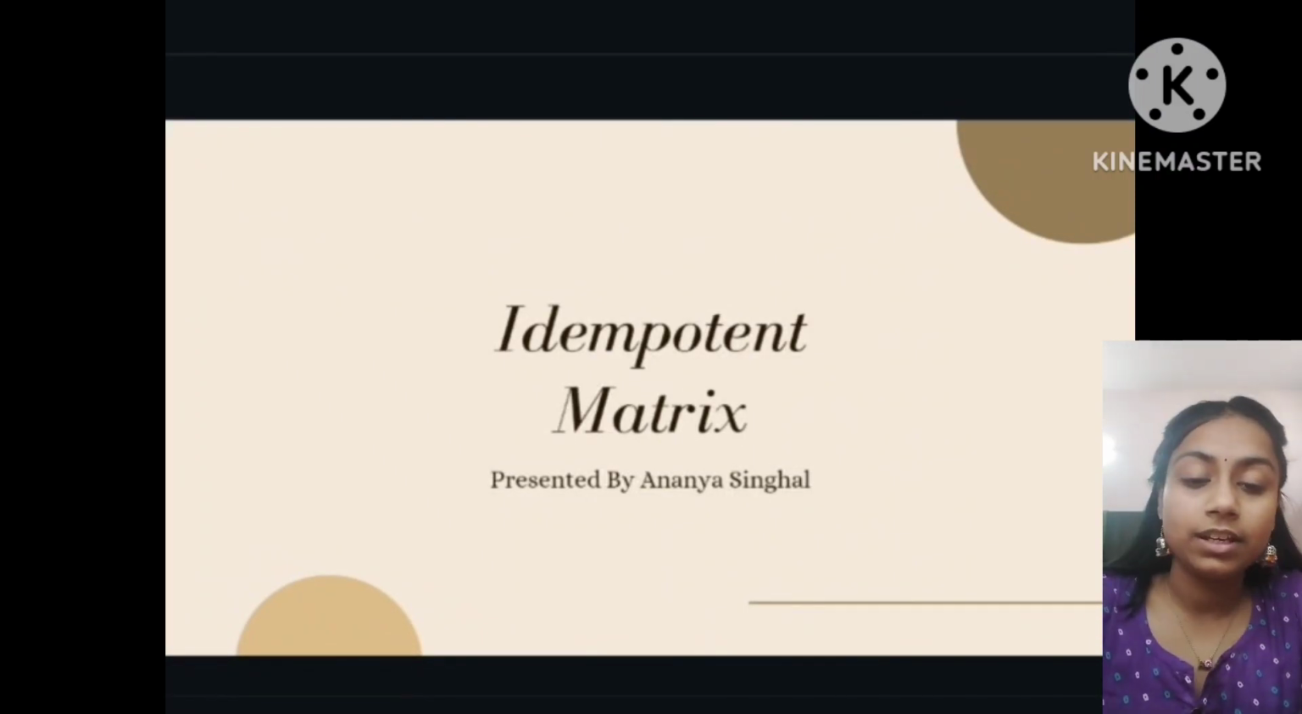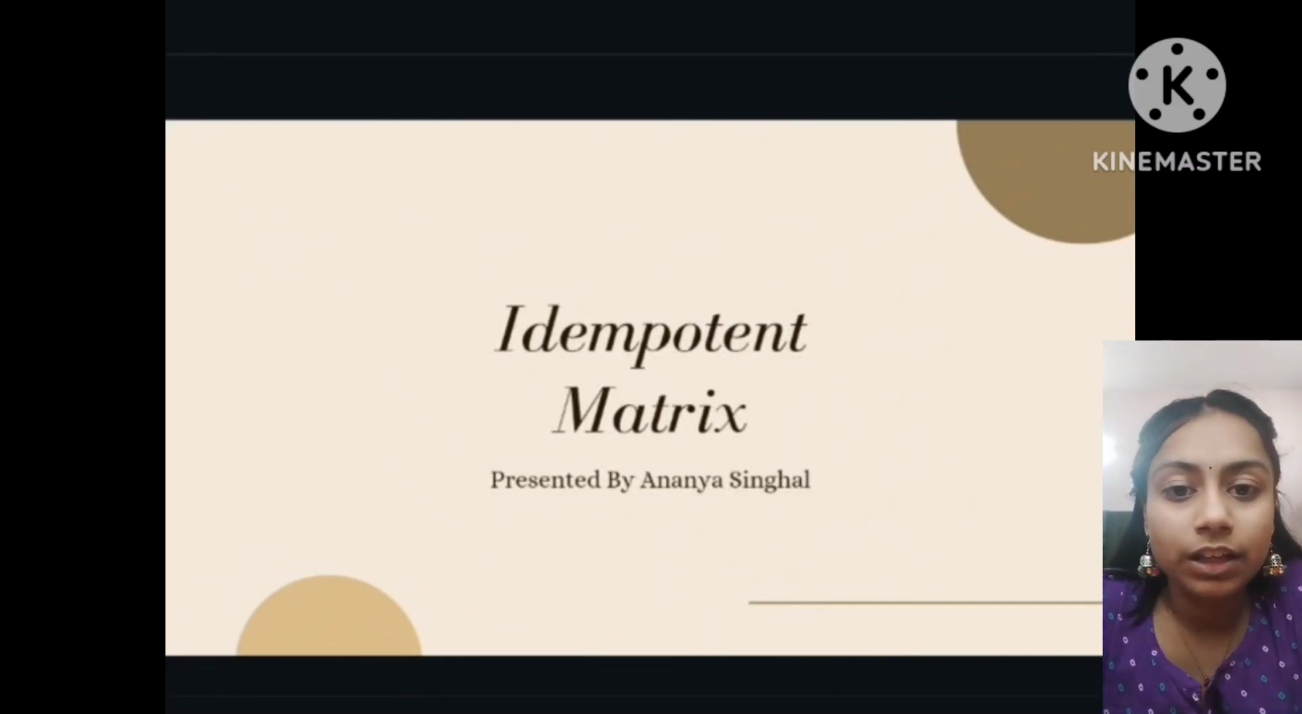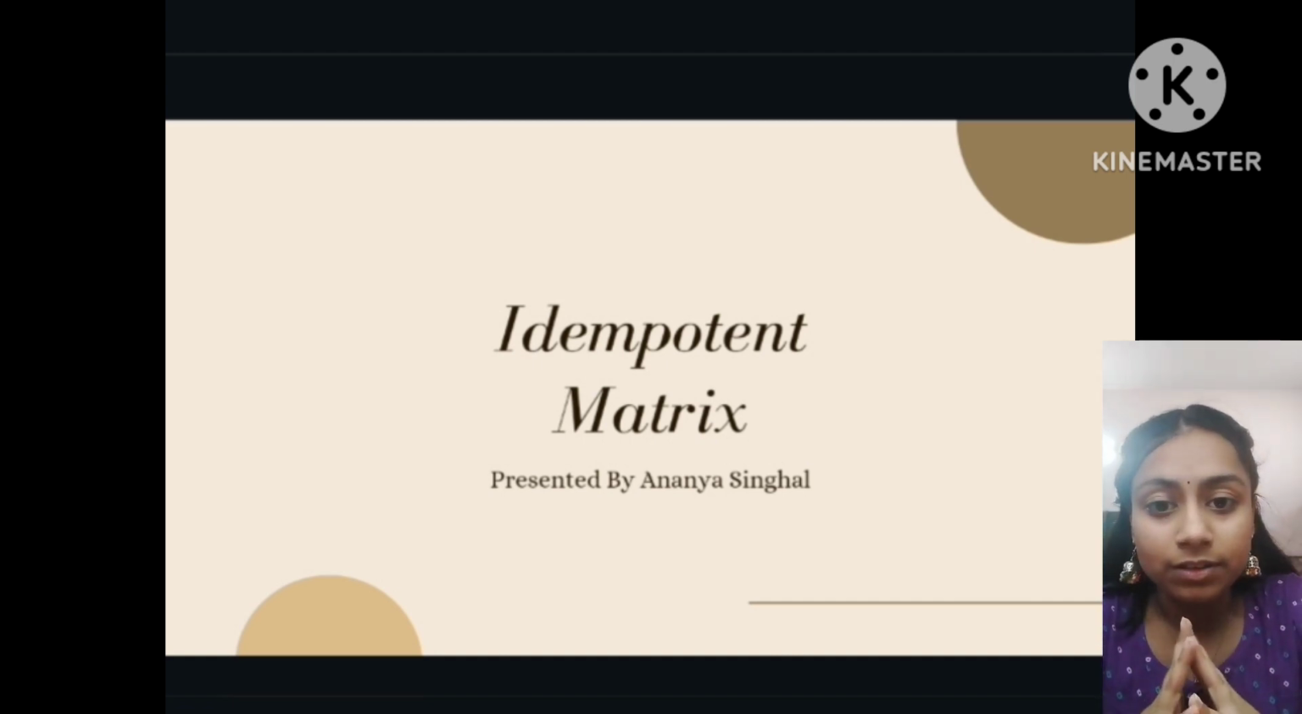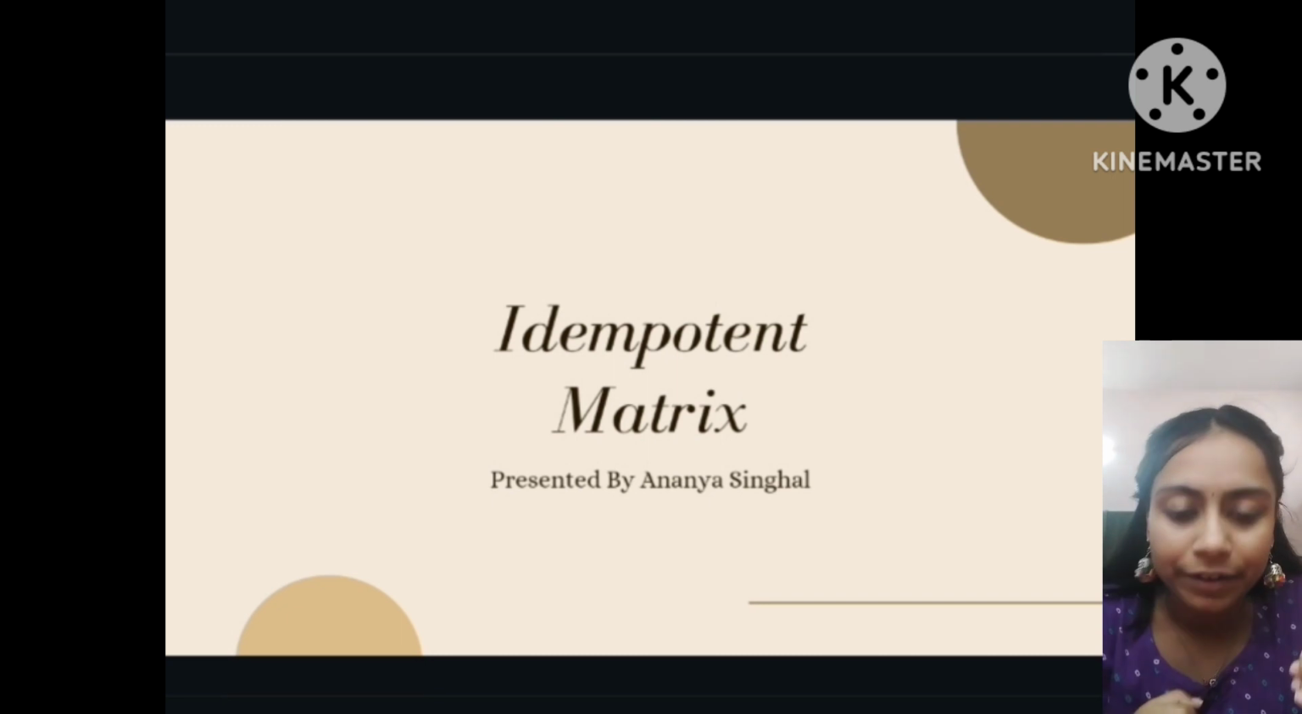Hi, myself Ananya Singhal, and today we'll study what are idempotent matrices. To know about what are idempotent matrices, first we'll know what are matrices.